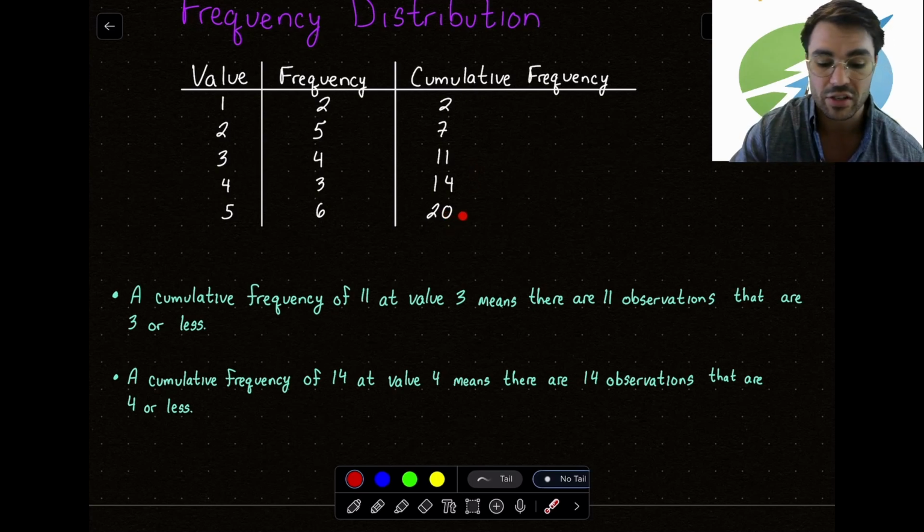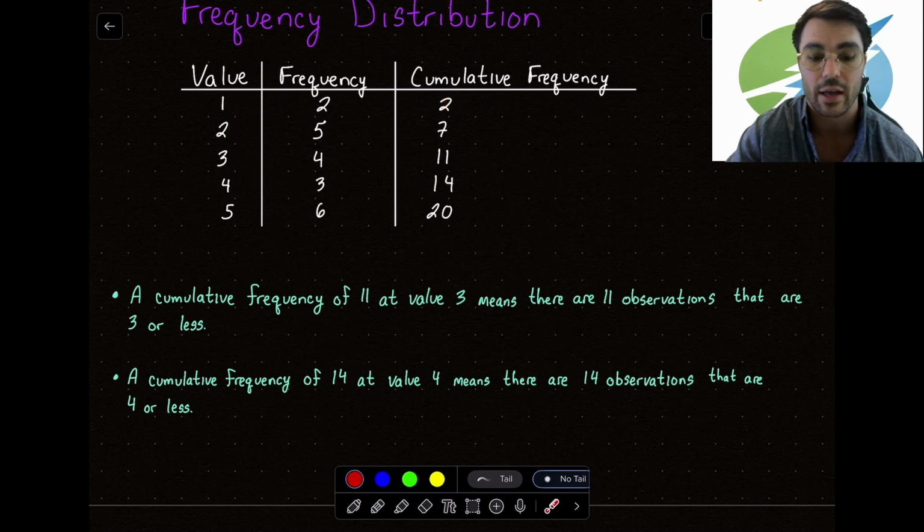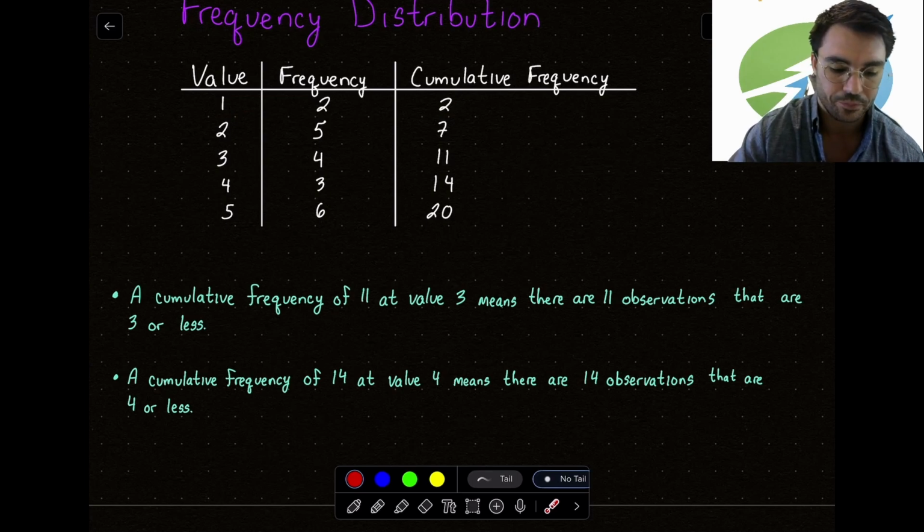There are 20 that are 5 or less, 14 that are 4 or less, 11 that are 3 or less, 7 that are 2 or less, and only 2 at value 1, the first cumulative frequency.